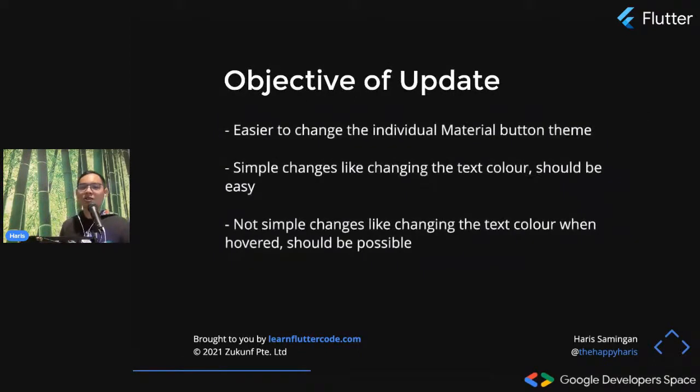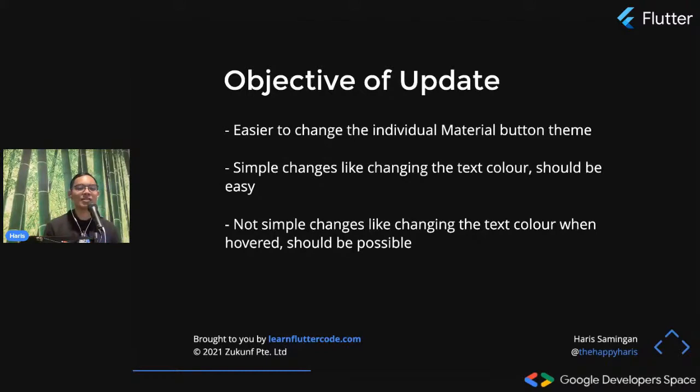All right. So the objective of the update is actually to make the individual material button theme easier, right? Because when we did it the old way, button theming doesn't really help. And simple changes like changing the text color in the theme should be easy, but it's not, because yeah, there are certain specifications that weren't added inside.